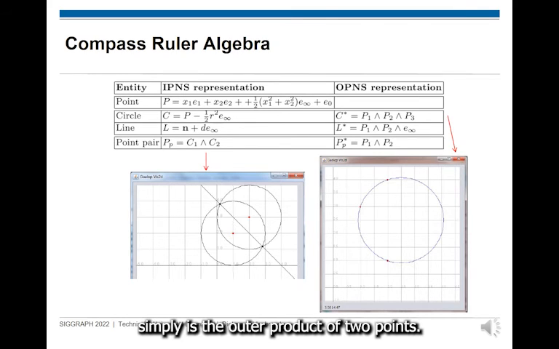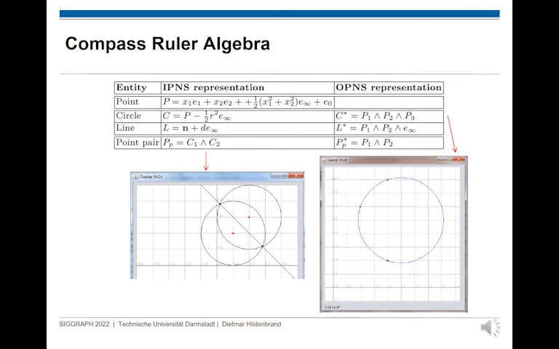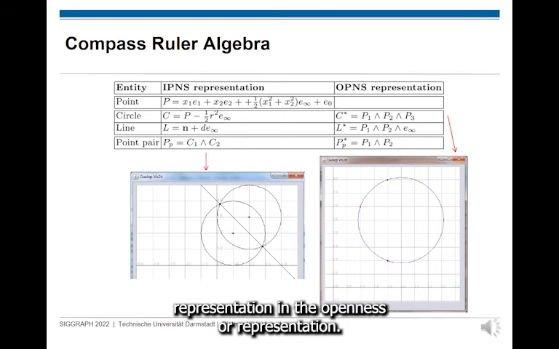and a point pair in this OPNS representation is simply the outer product of 2 points. What is also important about IPNS and OPNS representation is that both are dual to each other. That means if we have an object in the OPNS representation, dualizing it gives the representation in the IPNS representation.